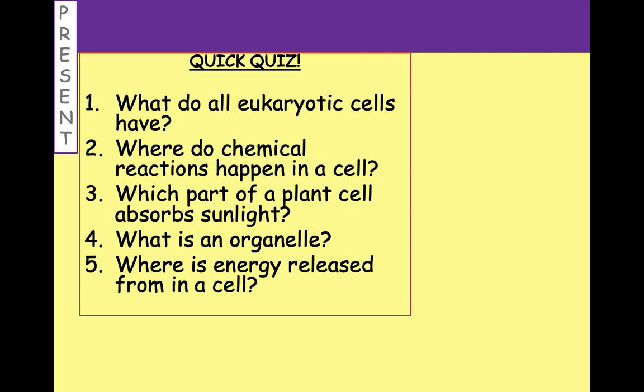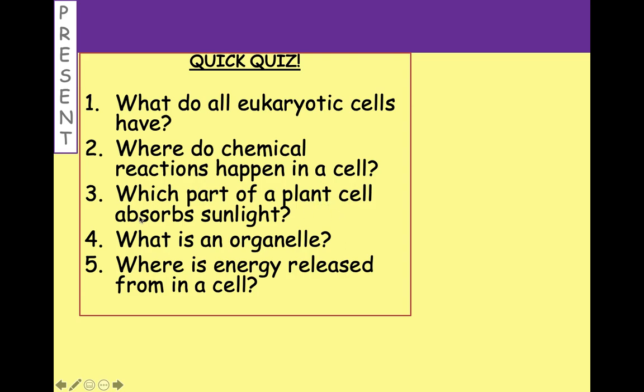Okay, spoilers. What do all eukaryotic cells have? They all have a nucleus. That's what makes them eukaryotic cells. Sorry if you said some of the other organelles. We're looking for the word nucleus because that's what makes them a eukaryotic cell. Where do chemical reactions happen in a cell? They happen mainly in the cytoplasm. That's what we were after there.